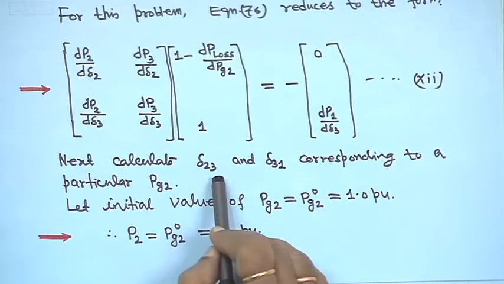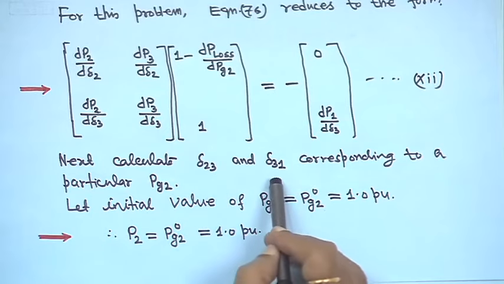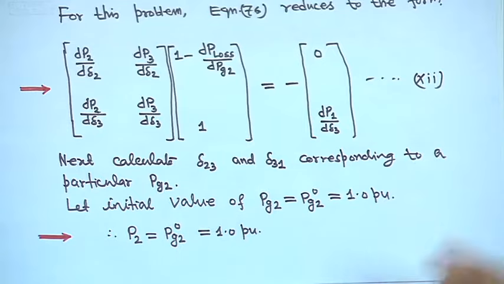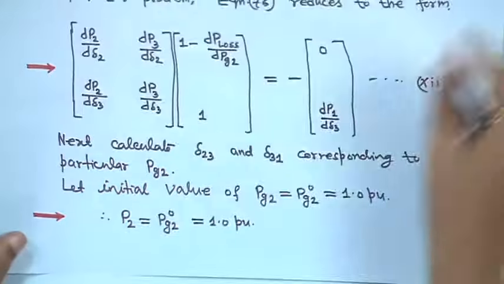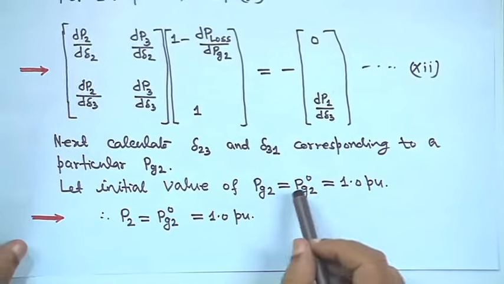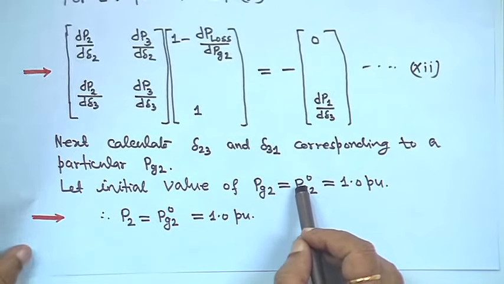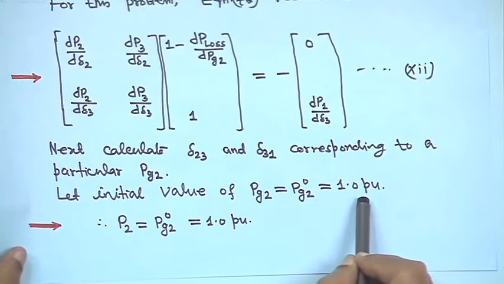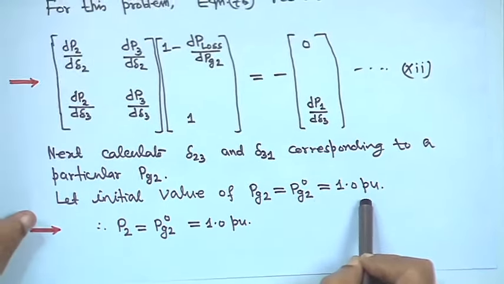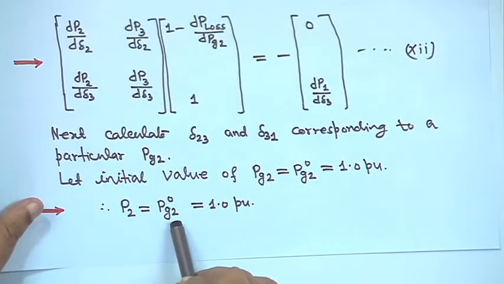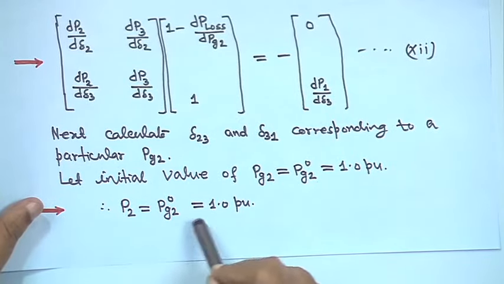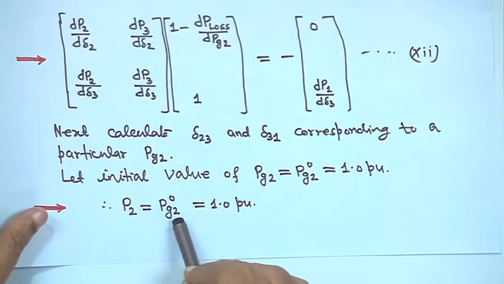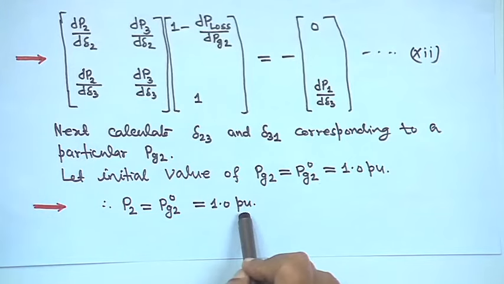a particular Pg2. Delta 23 means delta 2 minus delta 3, and this is delta 3 minus delta 1, corresponding to a particular value of Pg2, right. So, because bus 1 is a slack bus, bus 2 is a generator bus and bus 3 is a load bus only, you assume initially say Pg2 is equal to Pg2(0) is equal to 1 per unit, let us assume this, right. Therefore, P2, the power injection at bus 2, is equal to Pg2 minus PL2, there is no load at bus 2. So, actually P2 is equal to Pg2(0) is equal to 1 per unit, right.